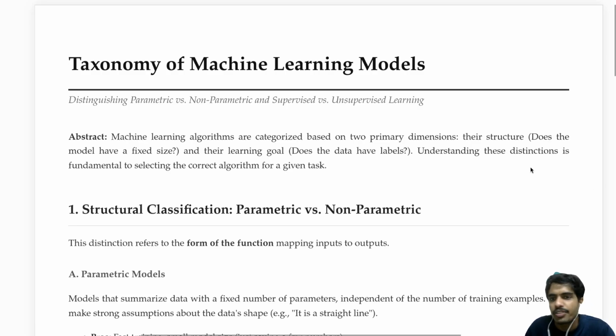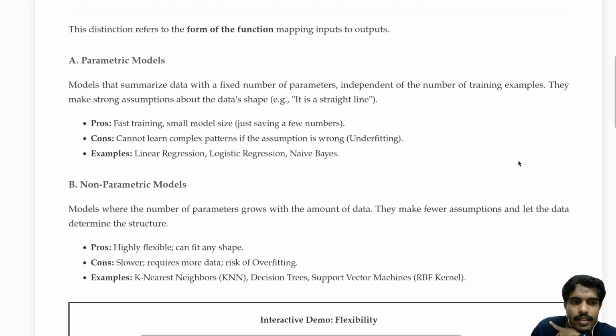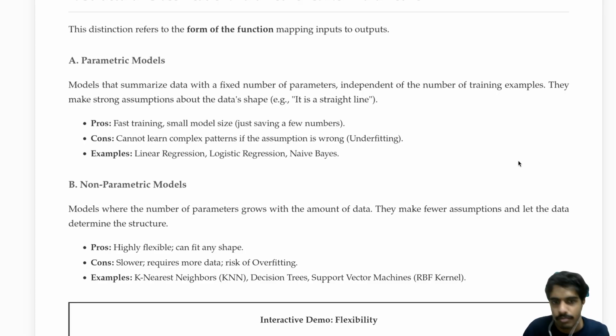If you're learning machine learning, you will hear four words constantly: parametric, non-parametric, supervised, and unsupervised. These aren't just buzzwords, they are fundamental ways we classify algorithms. Today, we are going to visualize the difference, right? So, the first one is parametric and non-parametric, right?